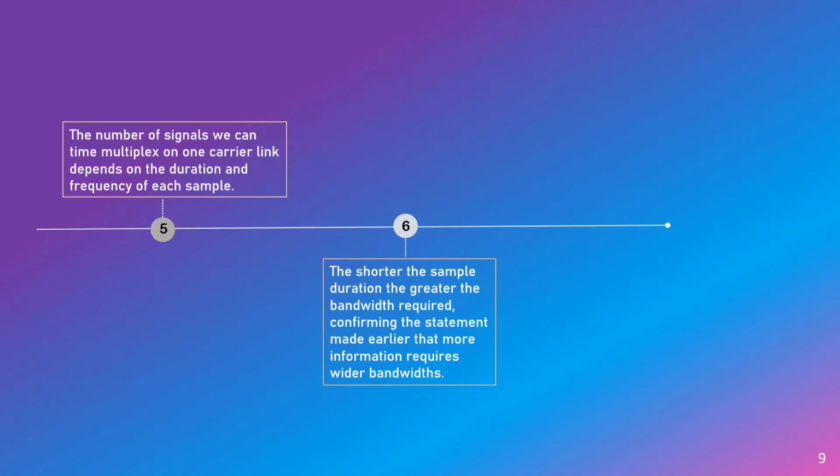Thus, we have the time intervals during which we can transmit samples of other signals. The number of signals we can time multiplex on one carrier depends on the duration and frequency of each sample. The shorter the sample duration, the greater the bandwidth required, confirming the statement made earlier that more information requires wider bandwidths.